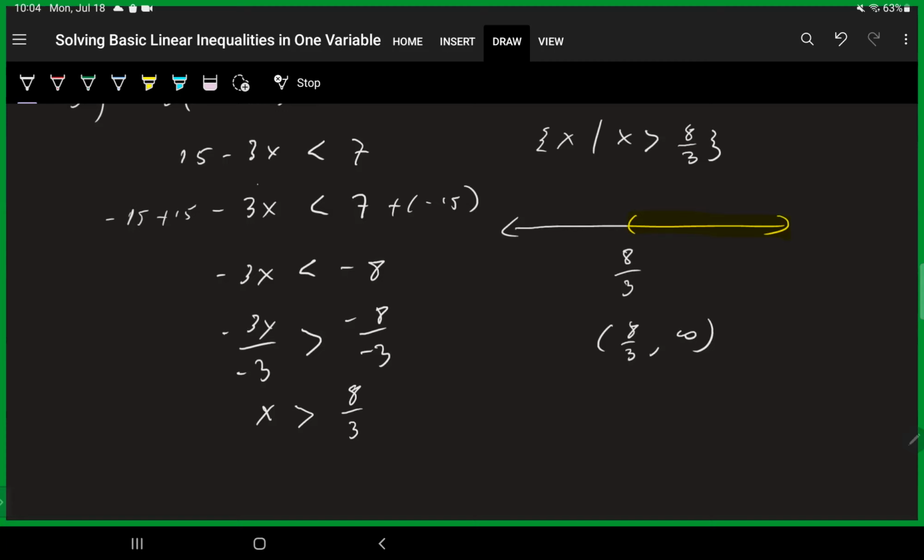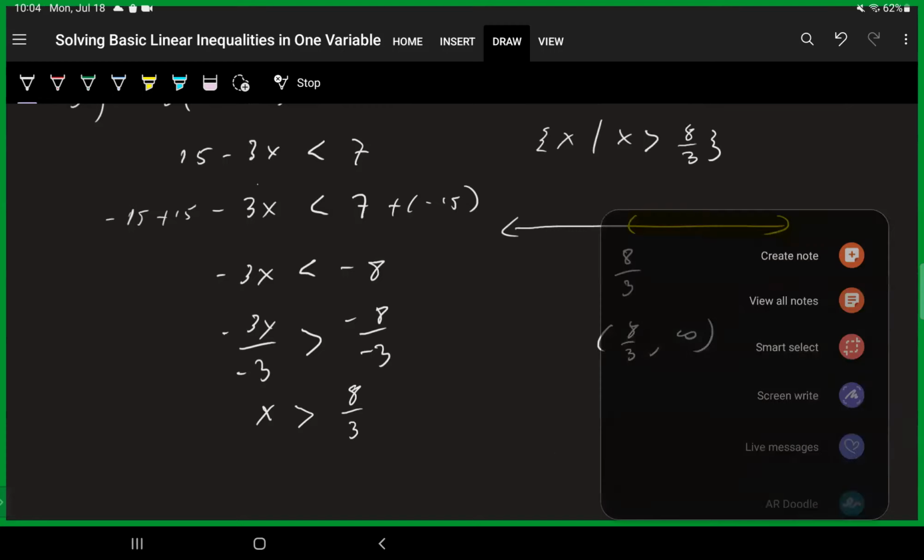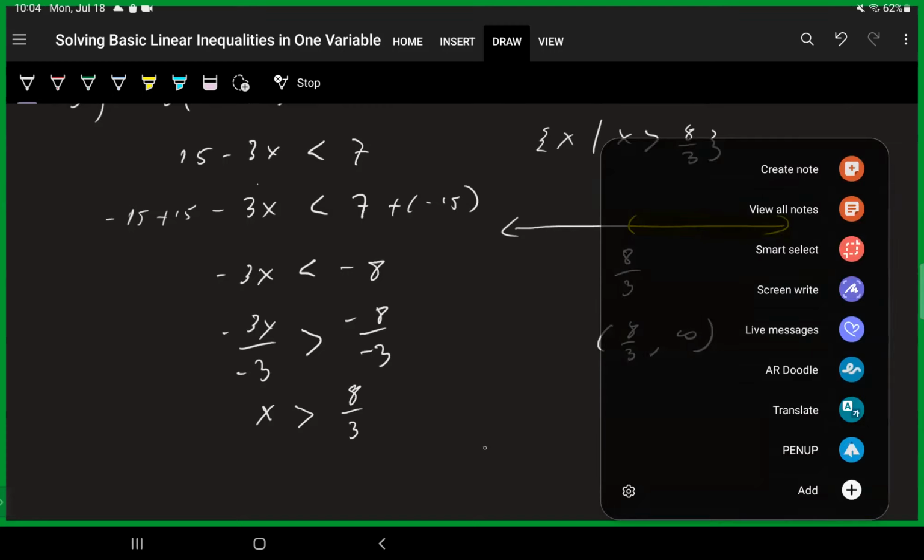So in the next video, we're going to talk about compound inequalities. That's when you have, for example, a is less than x is less than b. That's technically a compound inequality. And we're going to talk about solving things that look more like that in the next video. And I will see you there.